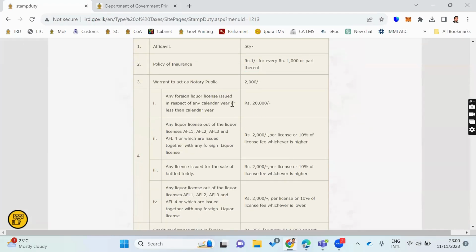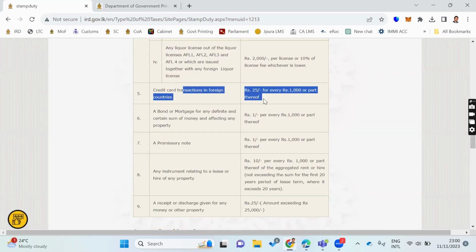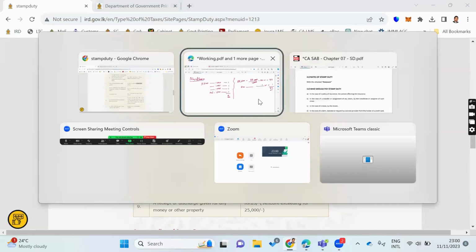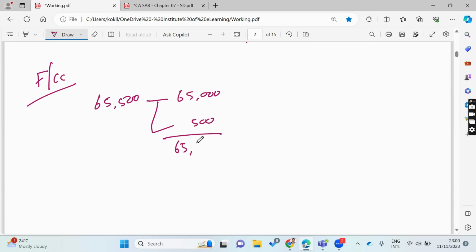Then there are some trade licenses and some fixed stamp duties. I will not discuss those things. If you have any foreign credit card transaction, 25 rupees for every 1,000. Let's say you are making a payment to a foreign country using the credit card, and you are paying 65,500. Then how much would it be? If you divide it by 1,000, you will get 65, and 25 rupees.